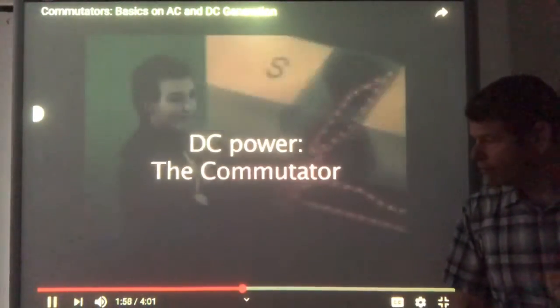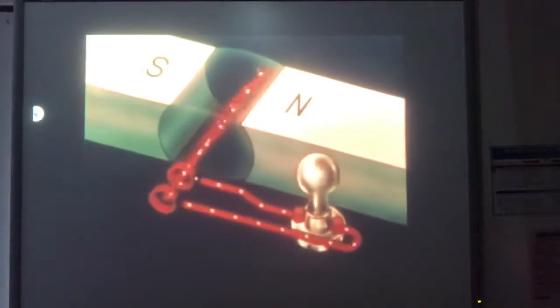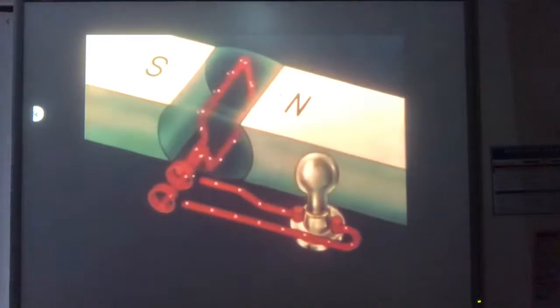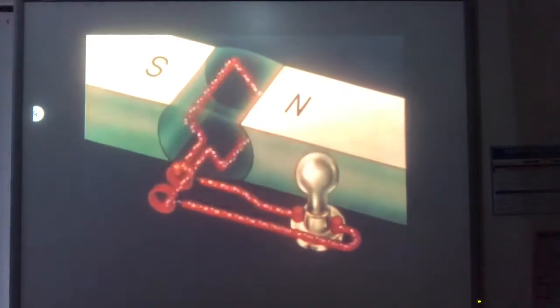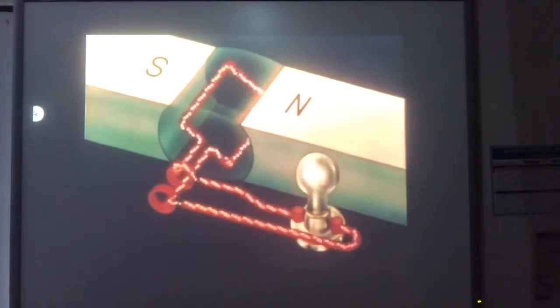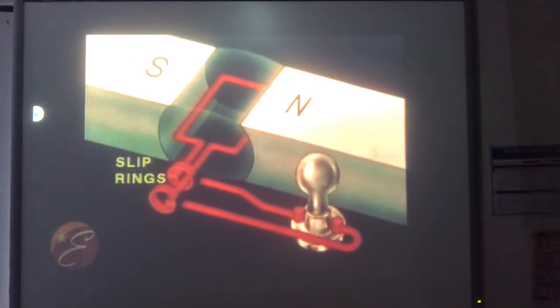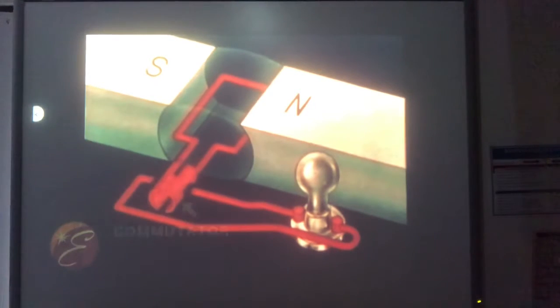So how can we construct a source of direct current? Obviously, we must find a way to maintain current flow in one direction in the external circuit. To do this, we need change only the slip rings, which collect alternating current, to a commutator which will rectify, that is, change AC to DC.